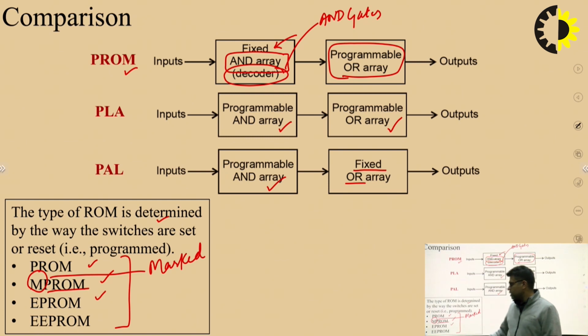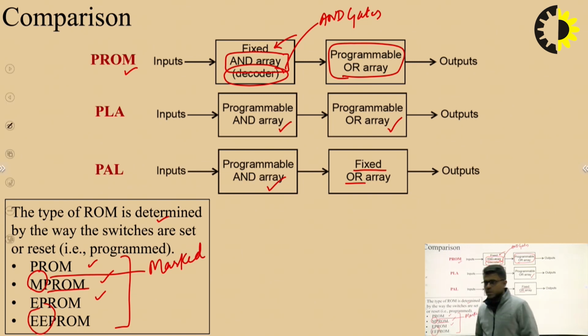Then EPROM is erasable programmable read-only memory. That means the content once written on the ROM can also be erased if required. Then EEPROM is electrically erasable programmable read-only memory. That means the mechanism used for erasing the data once written is one which uses electrical current for erasing. So there must be another method by which erasing can be done, and that method is the use of UV rays. But EEPROM, also known as E squared PROM, is more prominently used.